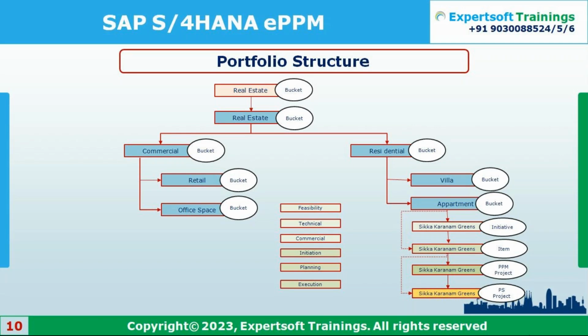Under each and every initiative or item, you first do the feasibility studies. It can be commercial aspects or any financial aspects. Once every stakeholder has approved everything, then those items or initiatives can further be converted into operational projects, which can be CPM projects or PS projects. Each and everything will be managed by the stage gate process. The stage, phase, or WBS is tightly integrated with your ePPM structure.